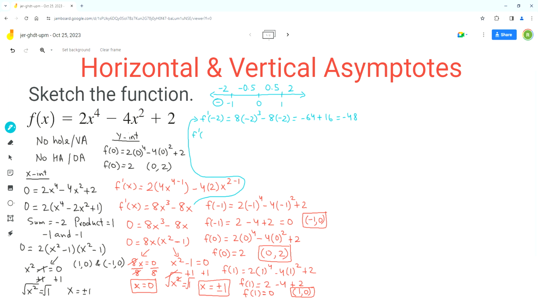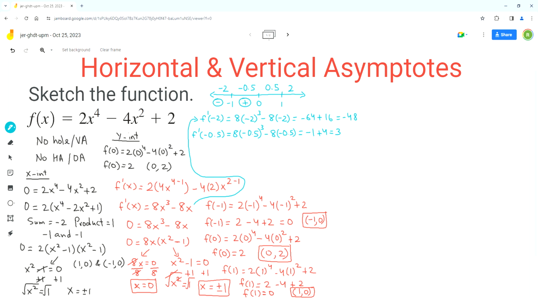So f prime at -0.5 is equal to 8 times -0.5 cubed minus 8 times -0.5. So -0.5 cubed is -1 over 8, and 8 times -1 over 8 is -1, and then -8 times -0.5 will be +4, which gives +3. That means f prime is positive on the right side of -1 and less than 0.